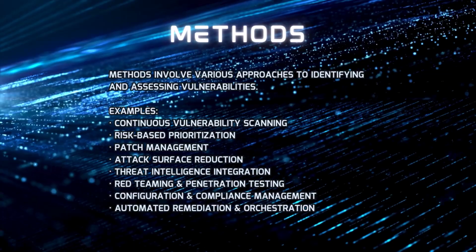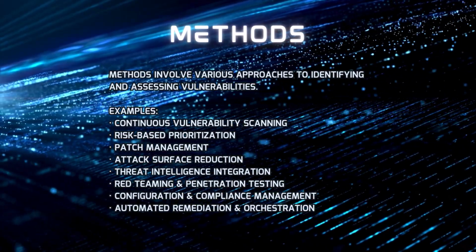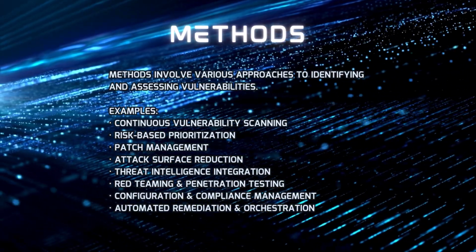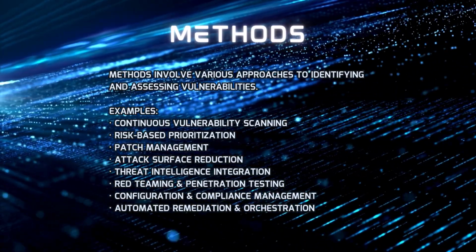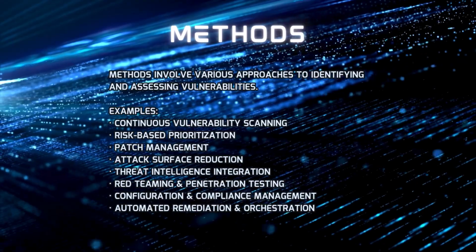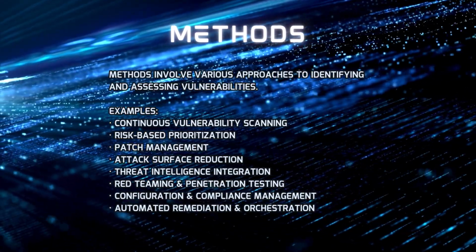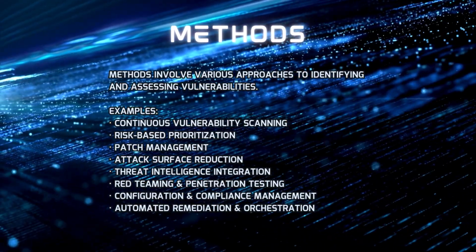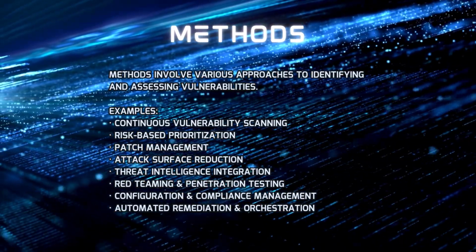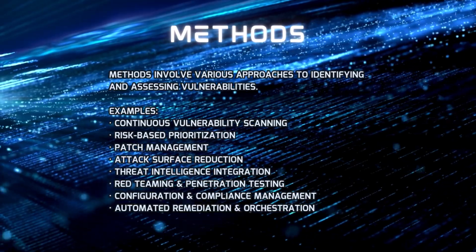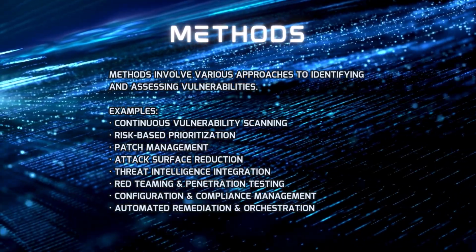Automated scanning tools help security teams regularly detect vulnerabilities, while threat intelligence correlation ensures that identified threats align with real-world exploits. Some of these methods include continuous vulnerability scanning, risk-based prioritization, patch management, attack surface reduction, threat intelligence integration, red teaming and penetration testing, configuration and compliance management, and automated remediation and orchestration.